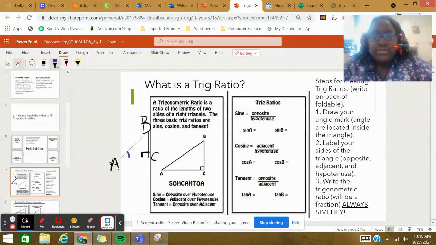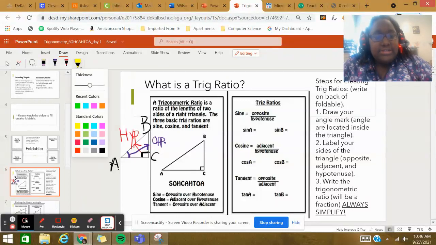Now, step two says I'm going to label the sides of my triangle. So from my angle, remember that I know where my hypotenuse is because it's always opposite my 90-degree angle. So segment AB is my hypotenuse. Again, you can write HYP or you can just write H. Okay. So hypotenuse is checked. Now I need to figure out what my opposite side is. Remember that your opposite side will always be opposite your theta or your angle mark. Okay. So this is my opposite side. I'm gonna put OPP here, or you can just put O. Okay. My abbreviation for opposite. And then finally, I need to label my adjacent side.